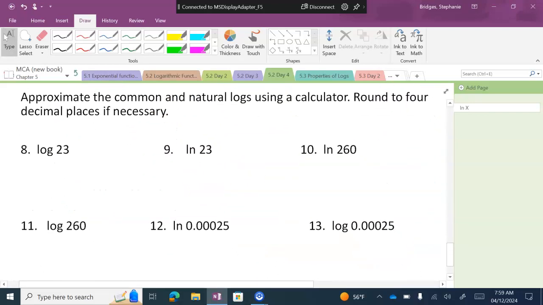But it says we're going to approximate the common logs and natural logs using a calculator. We're going to round to 4 decimal places if necessary. So if it goes past 4 decimals, we're going to round it to 4 decimal places. So it'll take a minute. Maybe just go ahead and write all 6 of those down real quick, and then we'll talk about how to do it in the calculator.